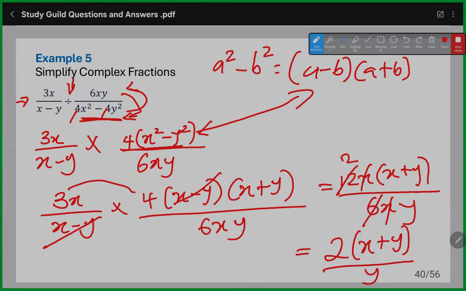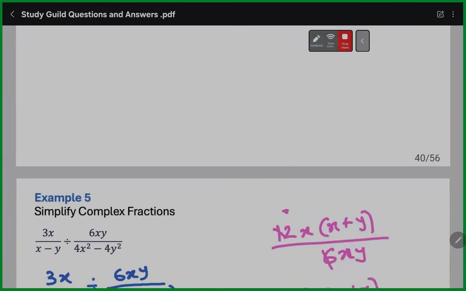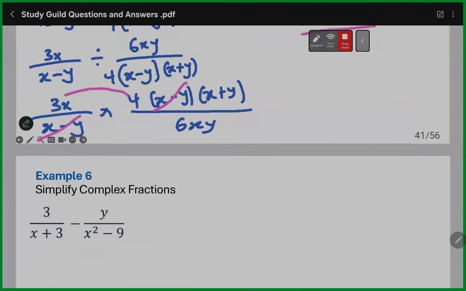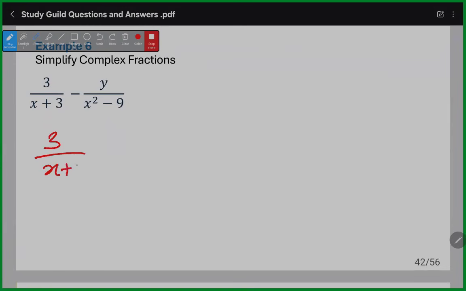So that is how to do this type of question. Also practice it. Of course, you know that we already have some examples here. So we did it here already, the same thing here. You also need to factor. You can see, always factor. However, the difference is that we have subtraction here, not division. So that's the difference from the first example we did. So we have 3 over x plus 3 minus y over x squared minus 3 squared.